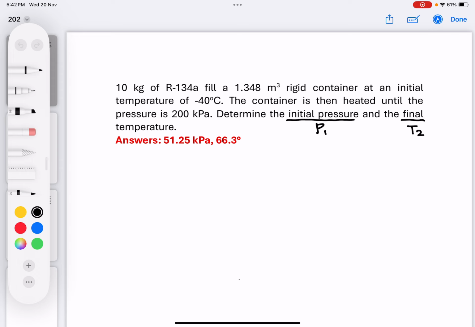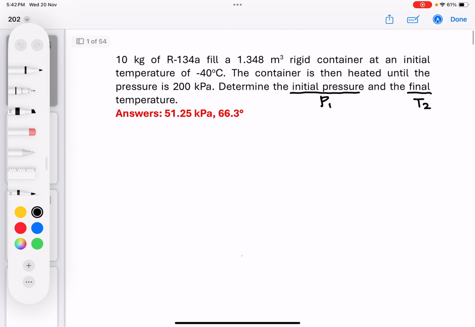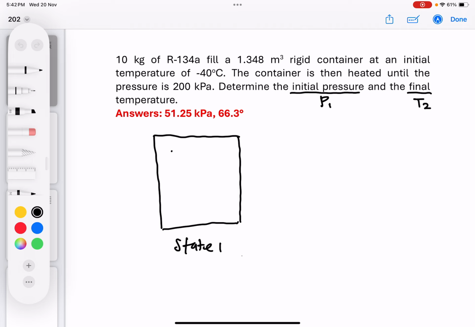T2. Usually, for this type of question, I suggest you draw a diagram so it's easier for us to clearly see the information given. So this is going to be my state number 1, given that the mass is 10 kilograms. And then we have a volume of 1.348 meter to the power of 3, and a temperature of negative 40 degrees Celsius.